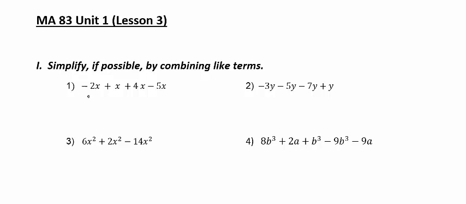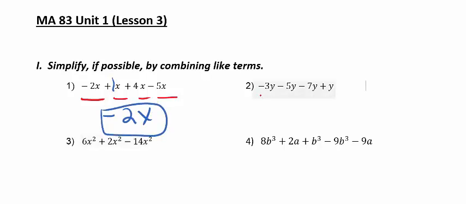So in this particular case, each one of these here are like terms because they all have the variable x with them. And when we simplify, all we do is add the numbers in front. So those are the coefficients. Here we have a -2, and then in front of the x is a 1. So -2 plus 1 is going to be -1, and then plus 4 is going to be 3, and then minus 5 is going to be -2. So we have a -2x, and the variable just stays the same.